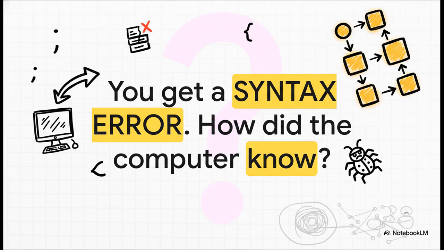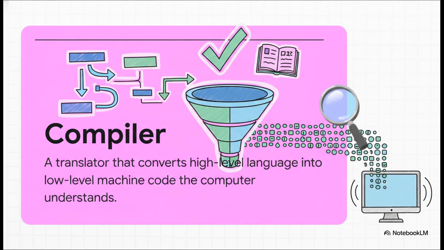You miss one little semicolon, you forget a bracket, and bam, the computer immediately complains. But how? How does it know the rules you were supposed to be following? The answer, it turns out, starts with a very special kind of program. And here it is. Meet the compiler.